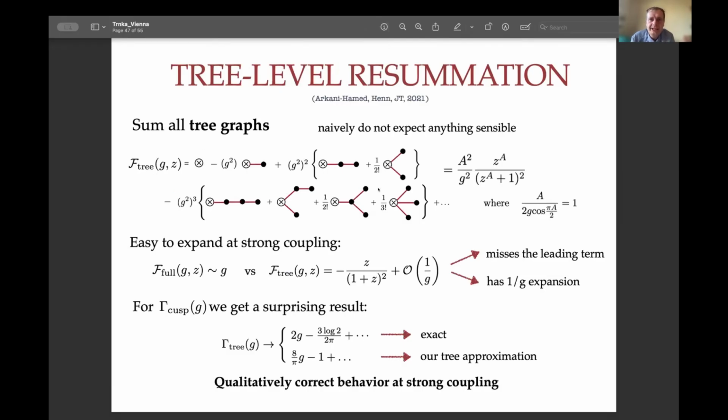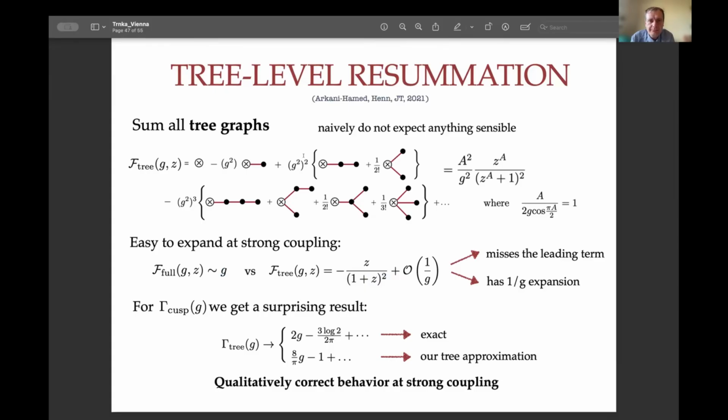So this is the resummation. There is some formula that we used. Again, it was done using differential equations, using some tricks, which I will not review. But while the full object scales like G, this tree resummation actually misses the leading piece. It's not exponentially suppressed, but scales like O(1) at strong coupling and has a 1 over G expansion at strong coupling, but it misses the leading piece.